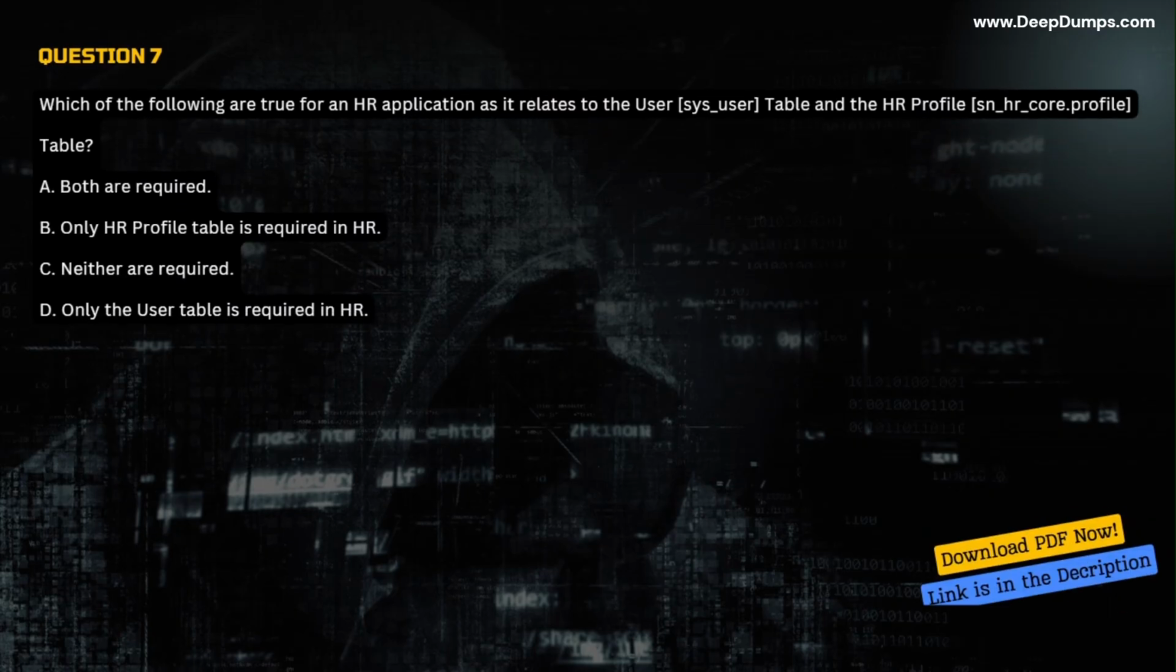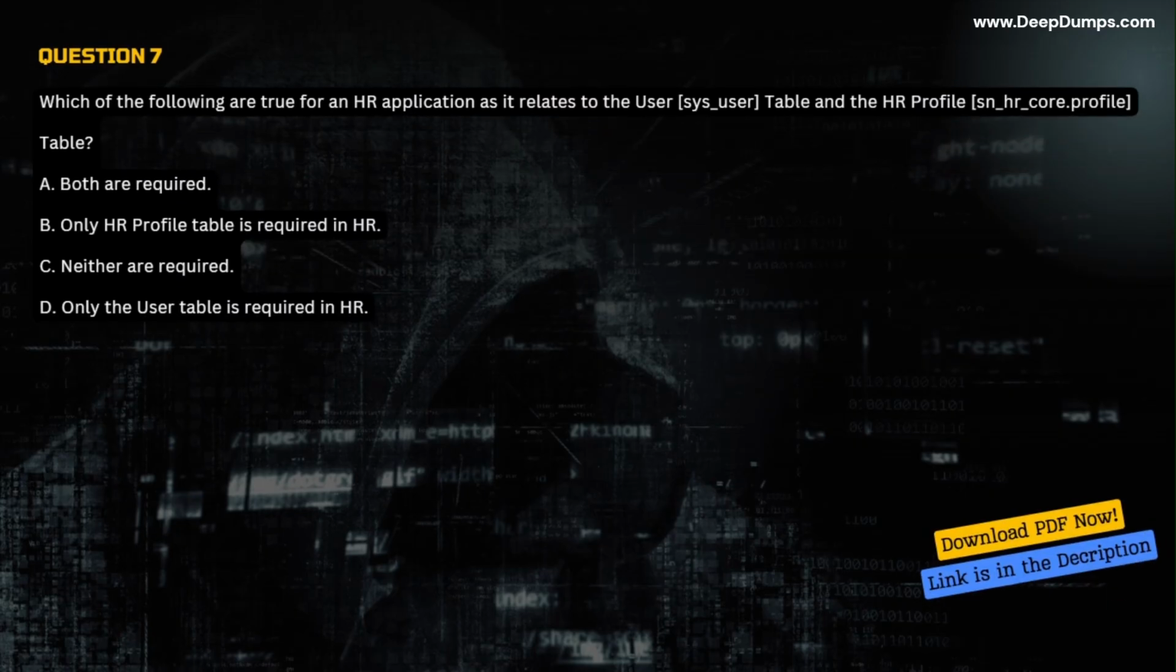Question 7. Which of the following are true for an HR application as it relates to the user, sys_user, table and the HR profile, sn_hr_core.profile, table? A. Both are required. B. Only HR profile table is required in HR. C. Either are required. D. Only the user table is required in HR.